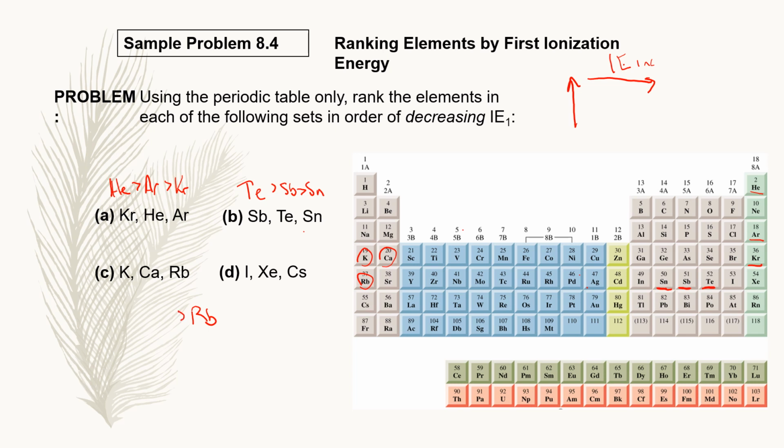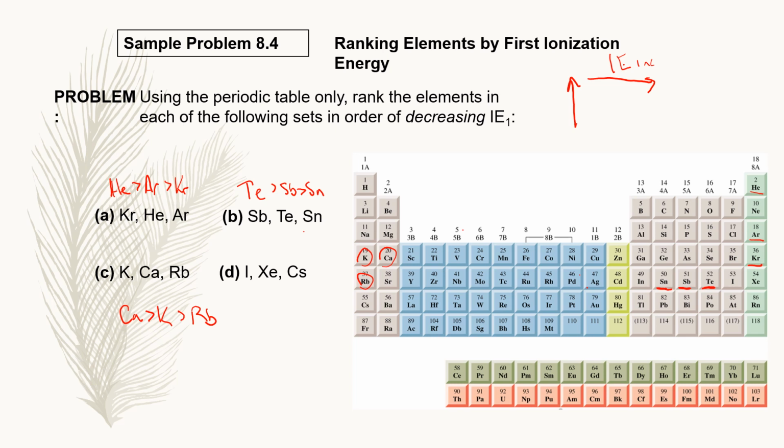And now choosing between potassium and calcium, since ionization energy is increasing as we go to the right, calcium would be a greater ionization energy than potassium is. So in this case, I would have potassium next, and I would have calcium as the highest.